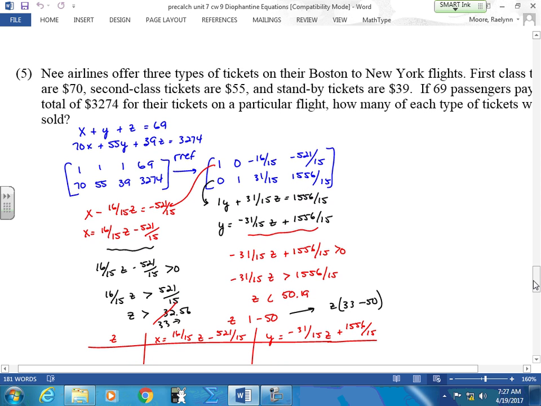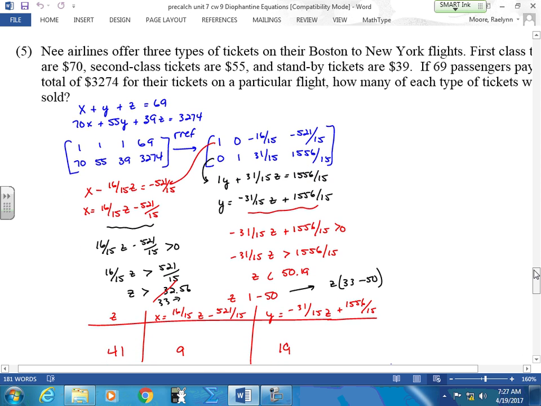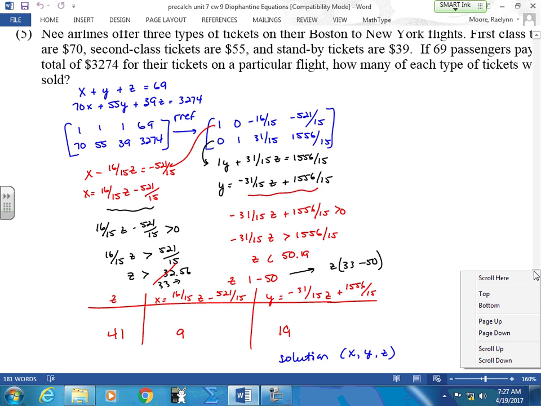Five. You can tell who wrote this problem, Mr. Nate. Me Airlines offers tickets to Boston on their Boston to New York flights: first class, second class, and standby. So therefore, your let statement should be: let x equal first class, y equal second class, and z equal standby.